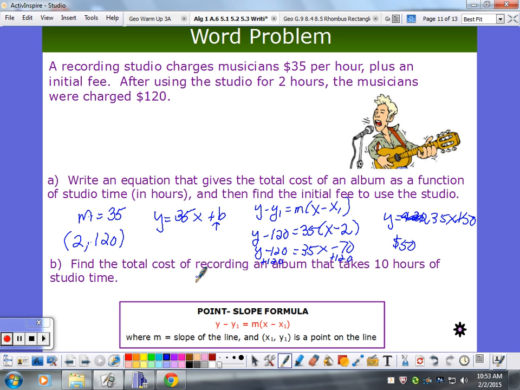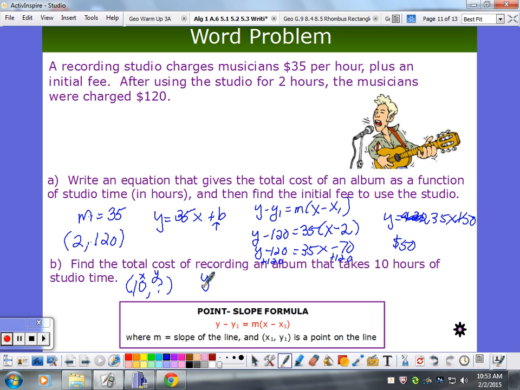Find the total cost if it takes you 10 hours of studio time to make this up. Would you say m equals 35 and then the point would be 10? The point is 2, 120. Oh, for this one? Yeah. Oh, okay, you can do that. Yep. So I know x and I need to find y.